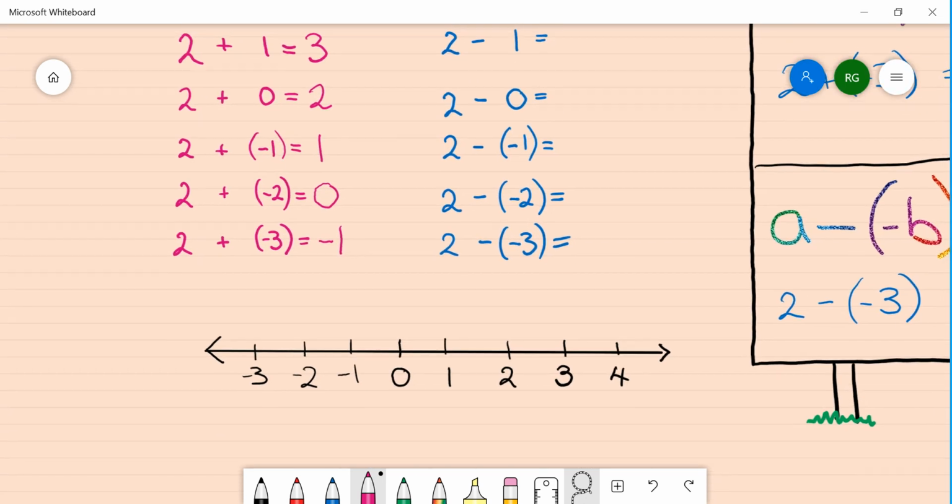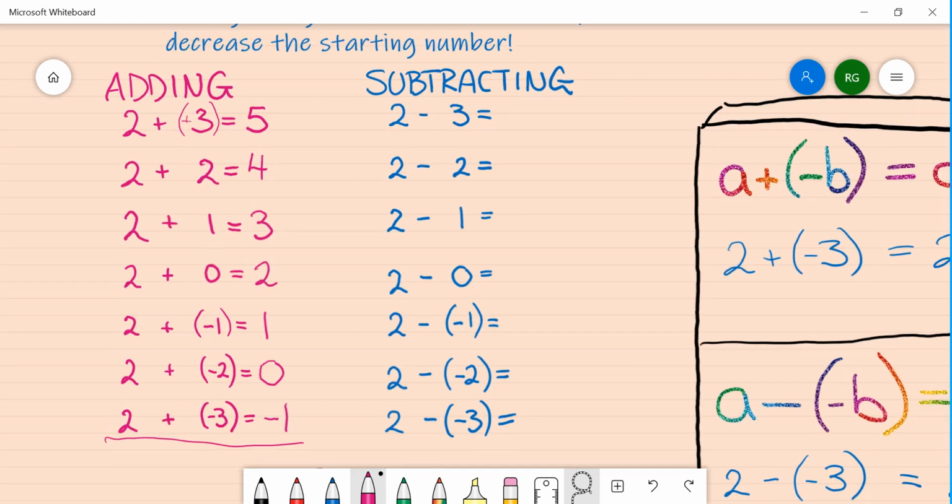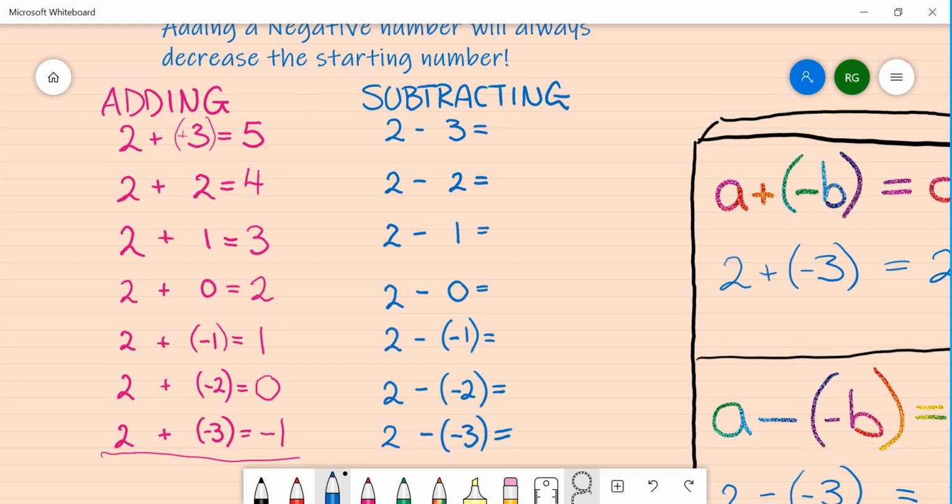We can look at that on the number line. If we look at this question, starting at 2, we want to add normally and go that way, but we're not adding a positive number, we're actually adding a negative number. So that kind of reverses it. So we're actually going backwards. And we end up at the negative 1 position. That was adding negative numbers.